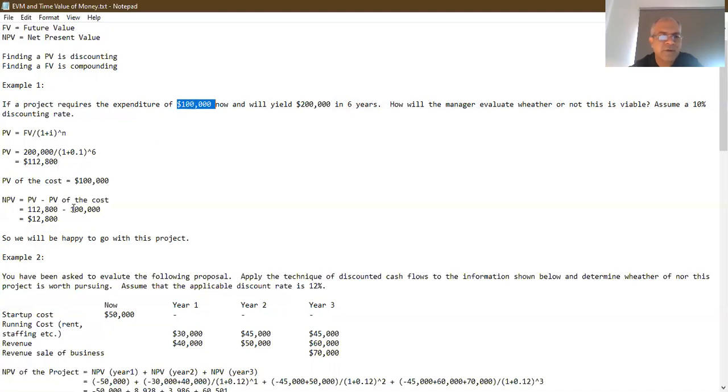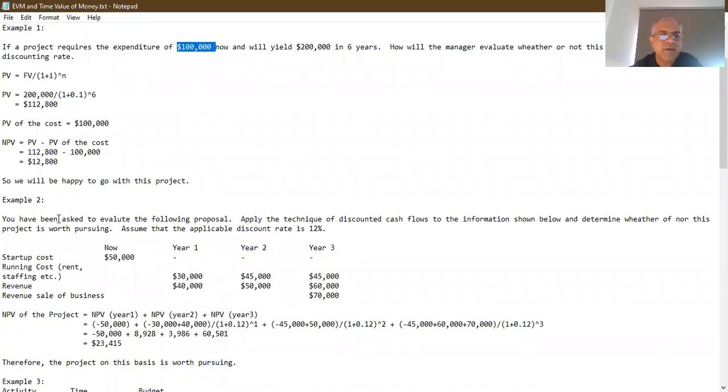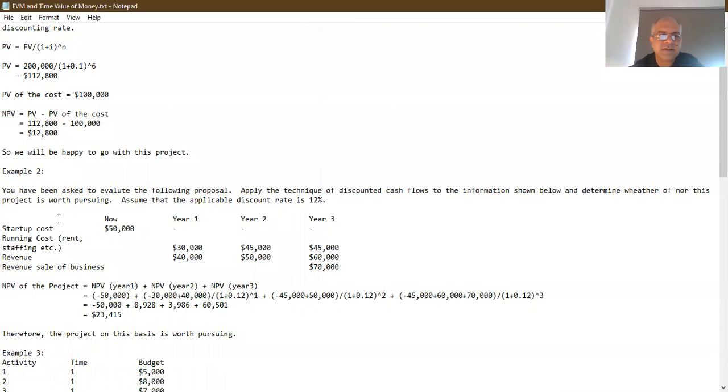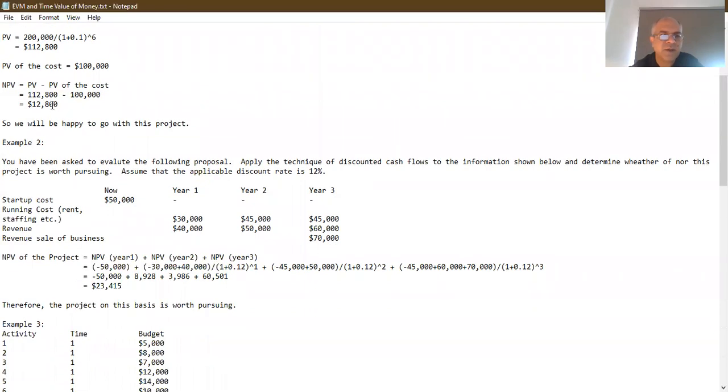So $112,800 minus the $100,000 equals $12,800, right? Which is a positive figure. So basically, we're going to immediately spend $100,000. This is what we're saying. And immediately, we're going to get back $12,800. So that $100,000 being spent is worthwhile, because it gives us back a positive figure. And that figure signifies that this is a lucrative project and is going to earn us right now $12,800.